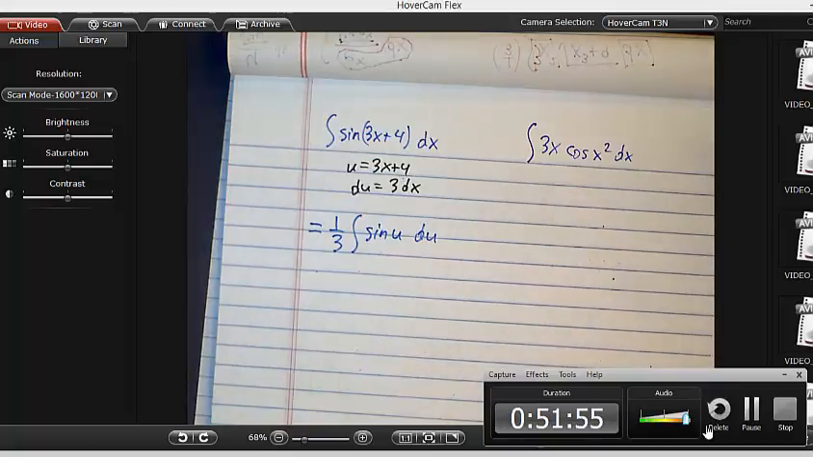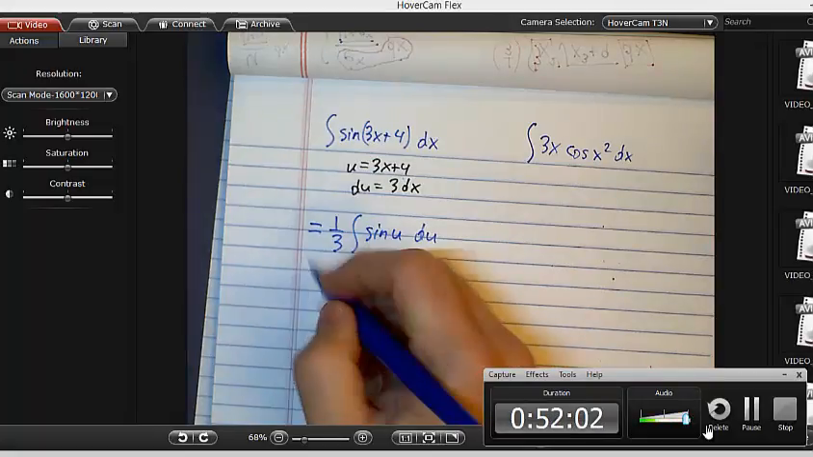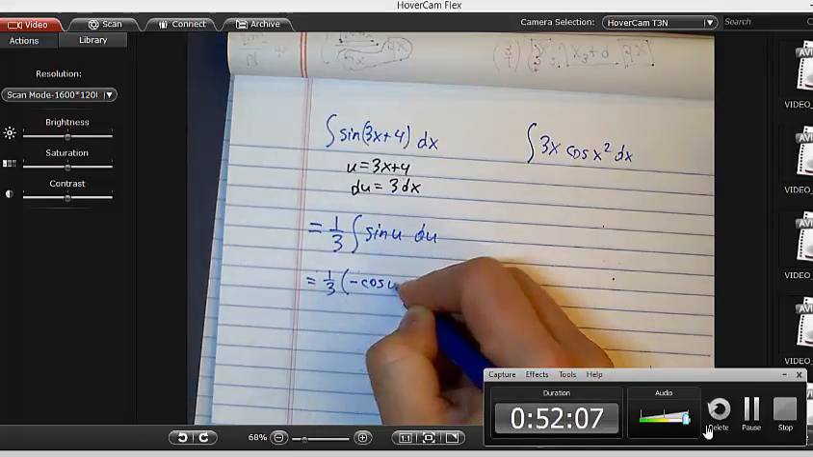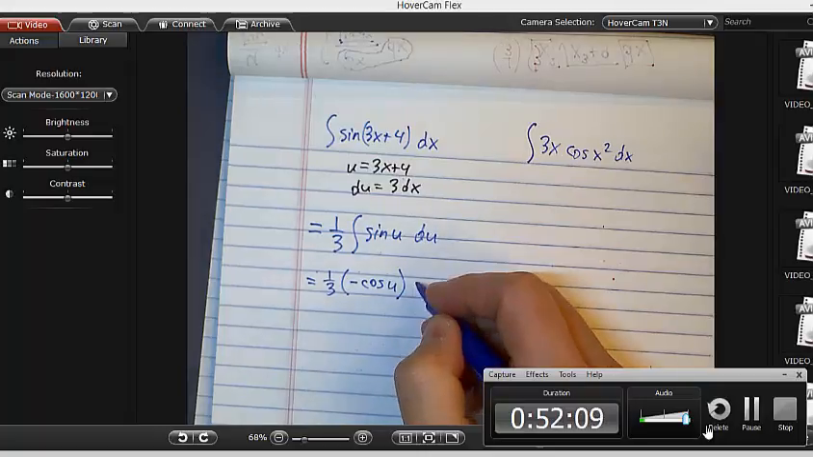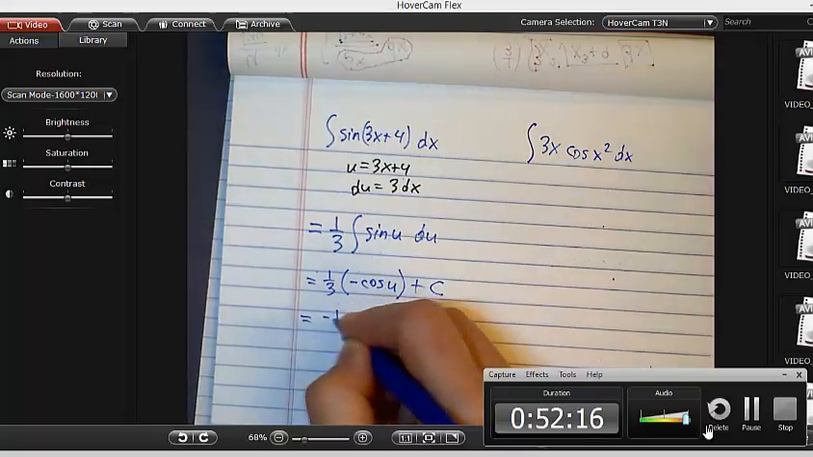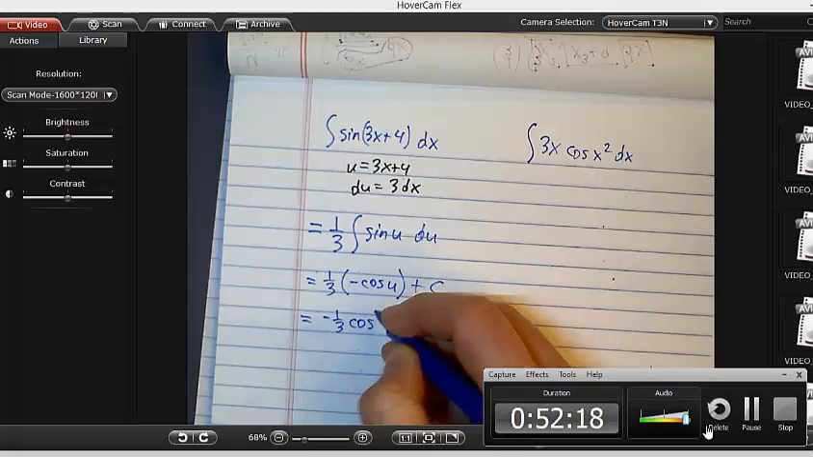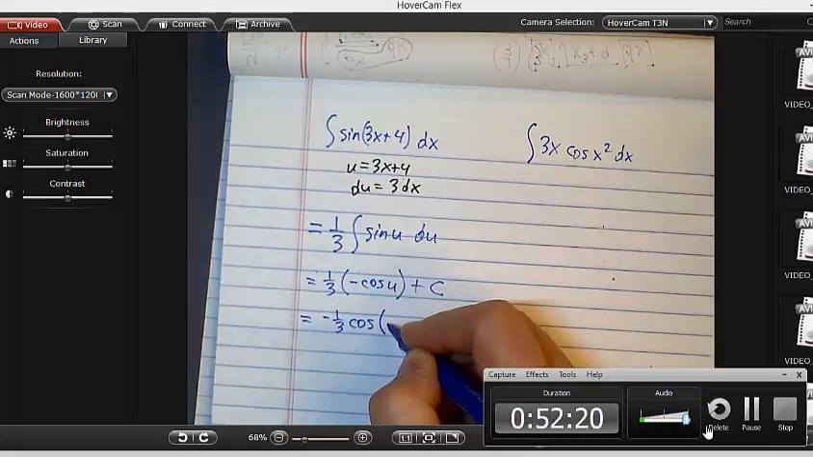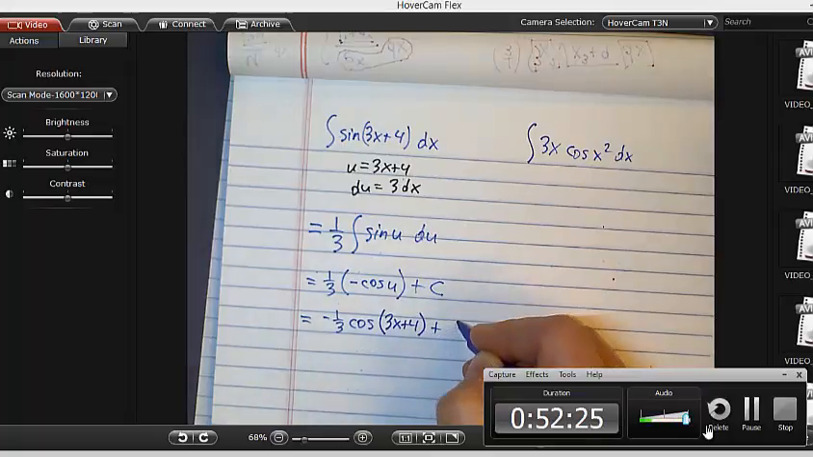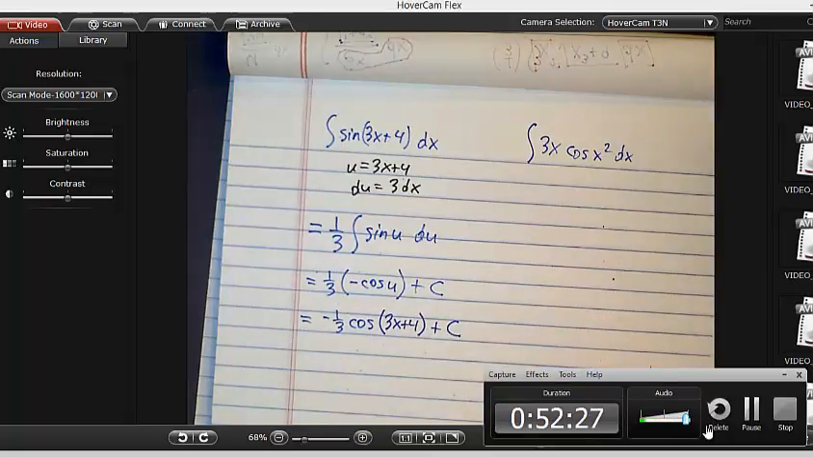Okay. What's the antiderivative of sine? Negative cosine. So I get 1/3 times negative cosine of u plus c. And so the final answer for the first one would be negative 1/3 cosine of 3x plus 4 plus c. Okay?